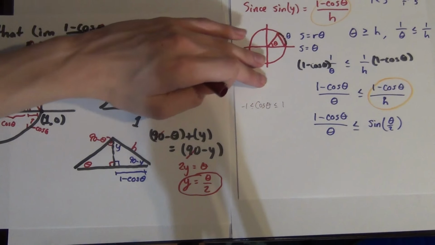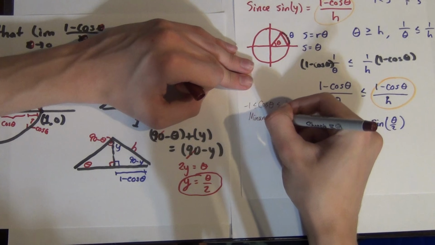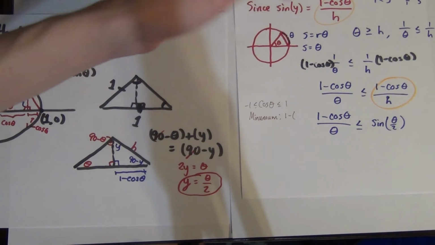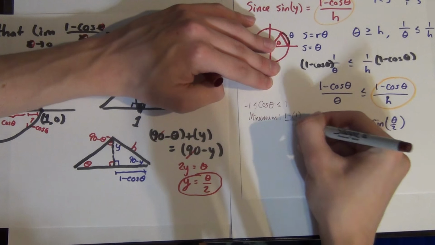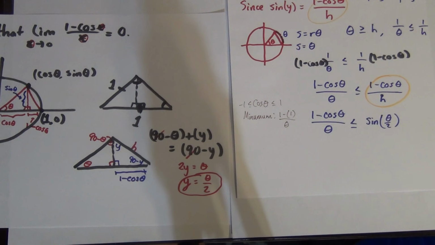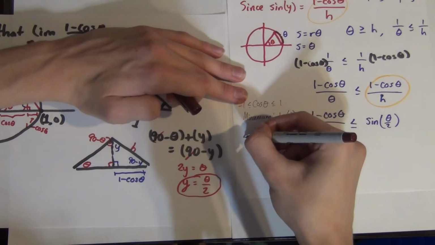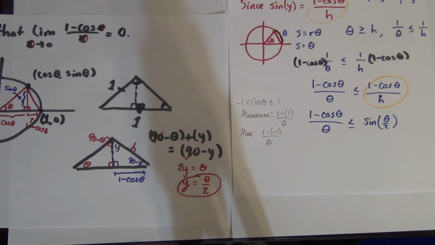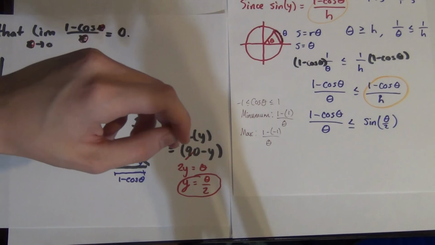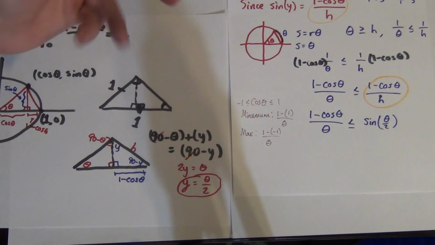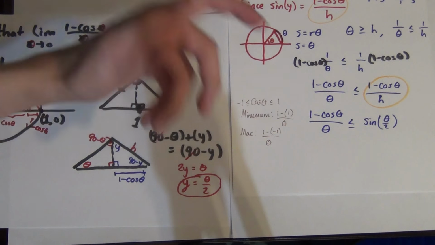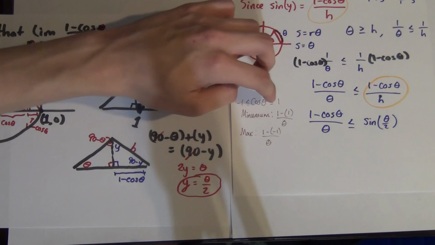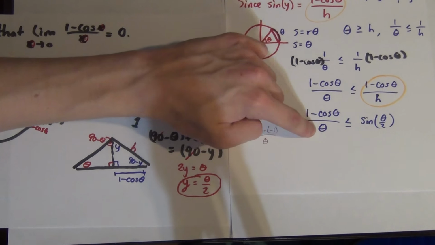So 1 minus cosine of theta has a minimum value of 1 minus 1, which is 0, divided by theta. The maximum value would be 1 minus a negative 1, which is 2, divided by theta. Furthermore, cosine of theta is only 1 whenever theta is 0, or pi, but we're staying in the first quadrant. So it can never actually be equal to 1, because if cosine of theta equaled 1, theta would be 0, and we'd be dividing by 0.